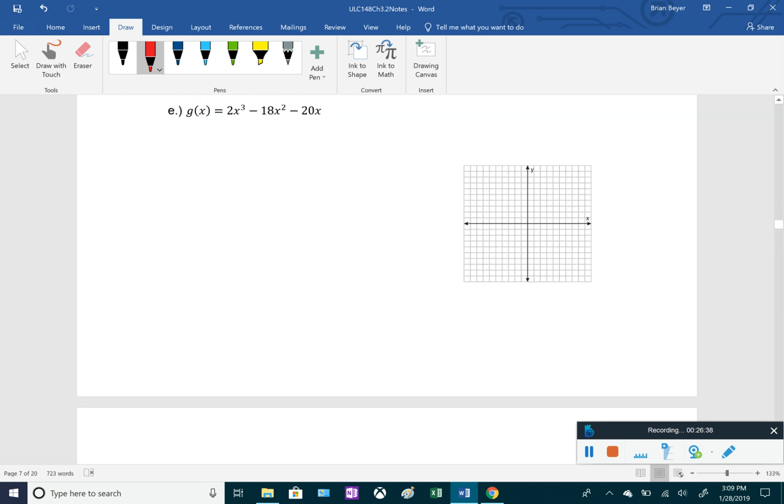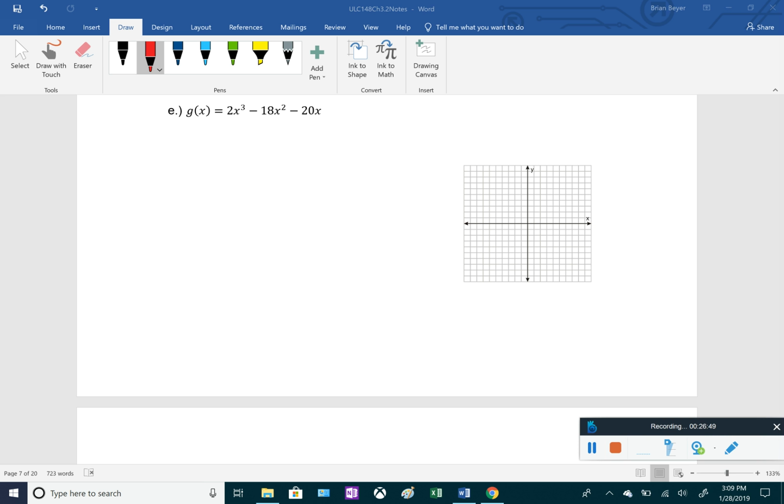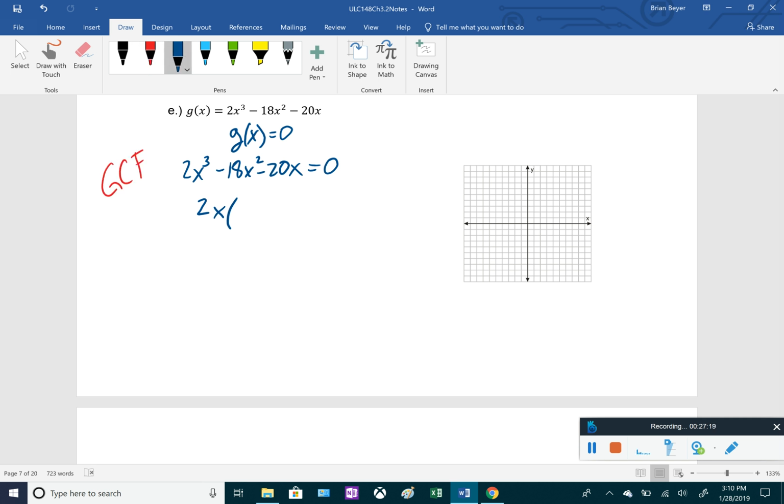Okay, and then for the next one, we have g of x is 2x cubed minus 18x squared minus 20x. Okay, so we set it equal to 0. So 2x cubed minus 18x squared minus 20x equals 0. So once again, always think GCF first. It won't always be GCF, but think GCF first. So there is a GCF here of 2x. So I'm going to write down GCF. And we divided it out, so what we're left with inside here is x squared minus 9x minus 10.